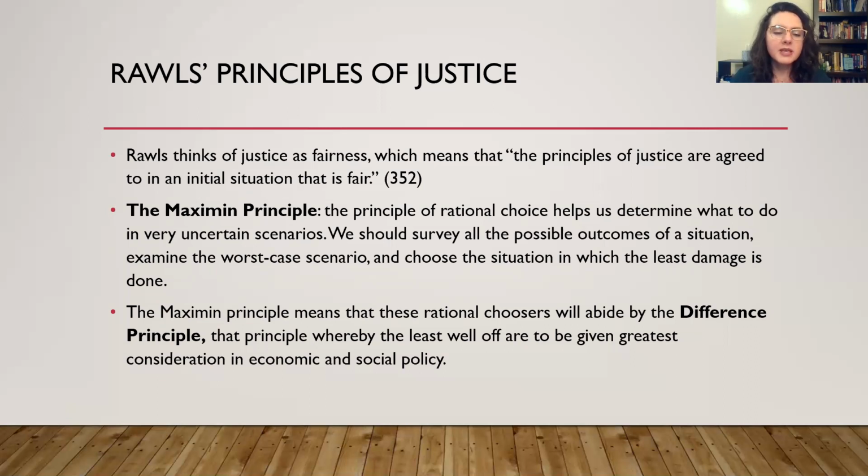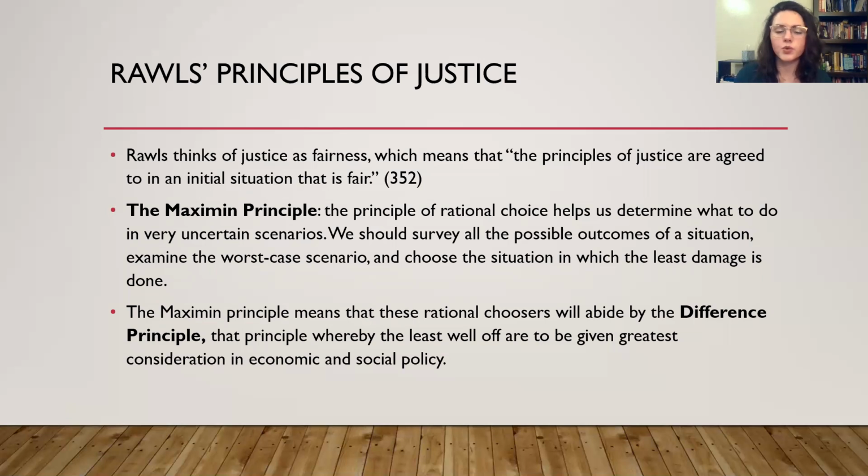So the people who are in the veil of ignorance, Rawls thinks that what principles those people would choose as rational agents, those are the principles of justice that we have to abide by in order to have a just society. So the first principle is the maximin principle. Now, this principle is not necessarily an ethical principle, but it's just a rational principle that helps us figure out what to do in very uncertain scenarios.